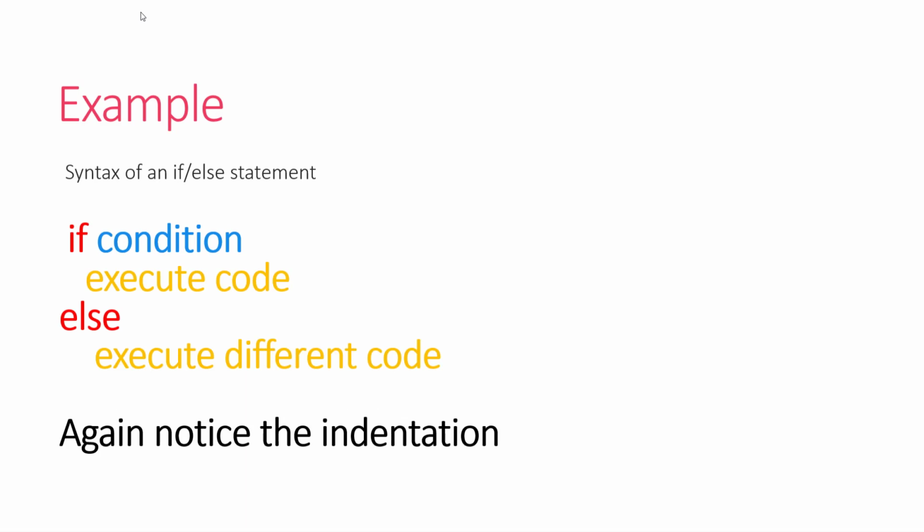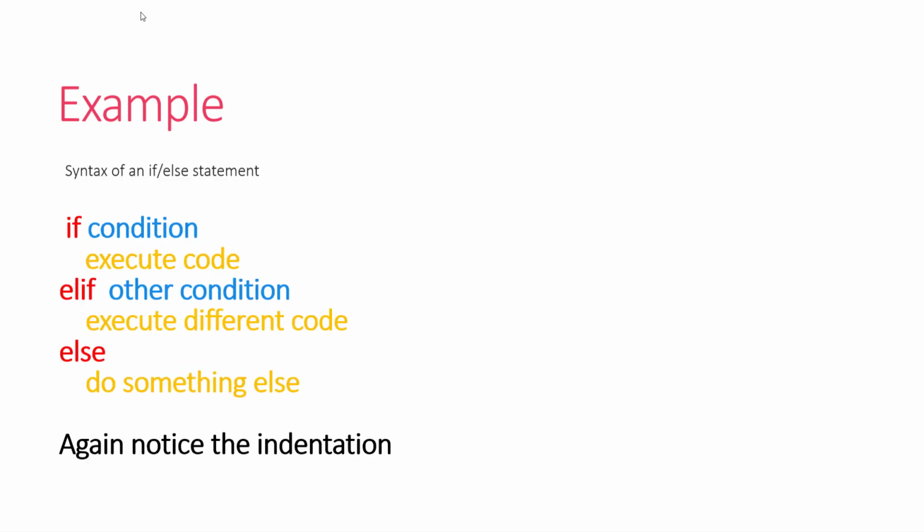Here is an example of the syntax for an if and else statement. So if the condition is true, then execute this code, else execute some other code. And again, the indentation is very important. And finally, this is the syntax if we have two or more options, where we have if the condition is true, then execute code, elif another condition is true, execute that code, or else do something completely different. And again, the indentation is very important.